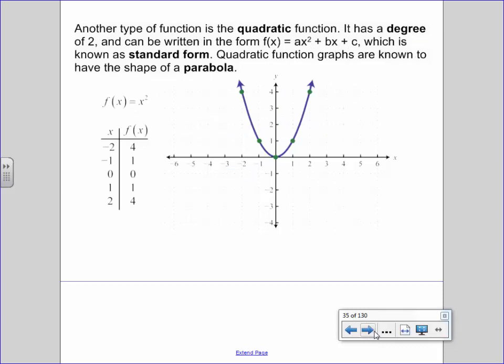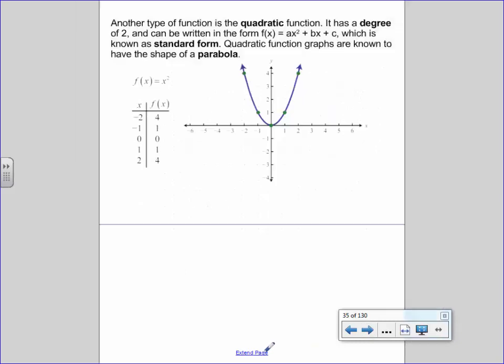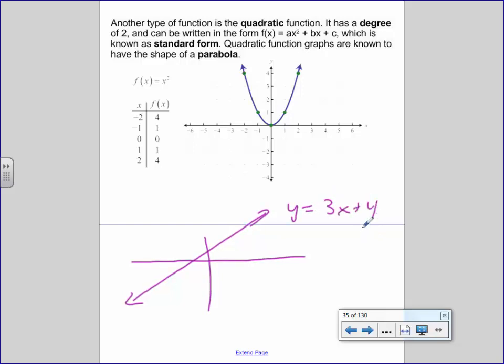Up until now, the only function that you've been required to know is a linear function. And if I were to draw off here in the corner for a bit, a linear function is basically a straight line. Something like this, y equals 3x plus 4. Do you know why we call it a linear function? What is it specifically about this graph that makes it linear?